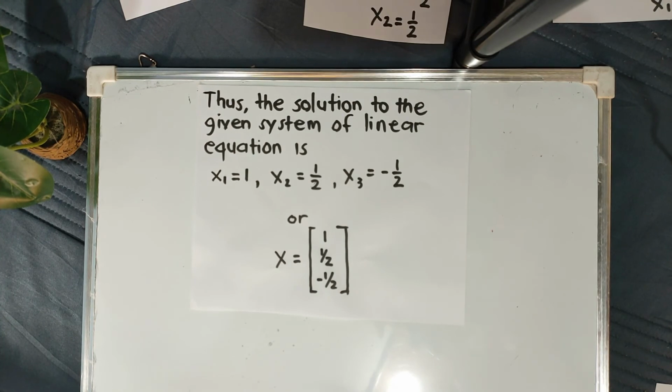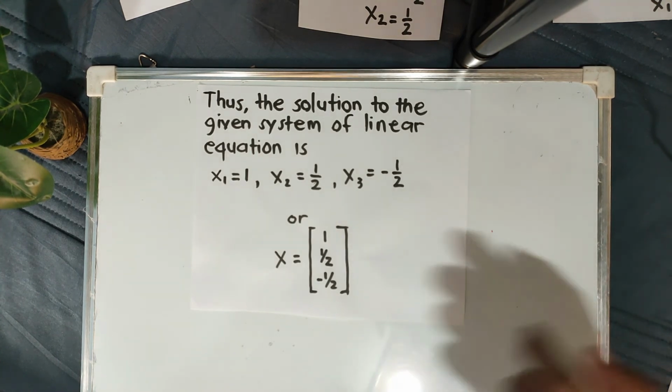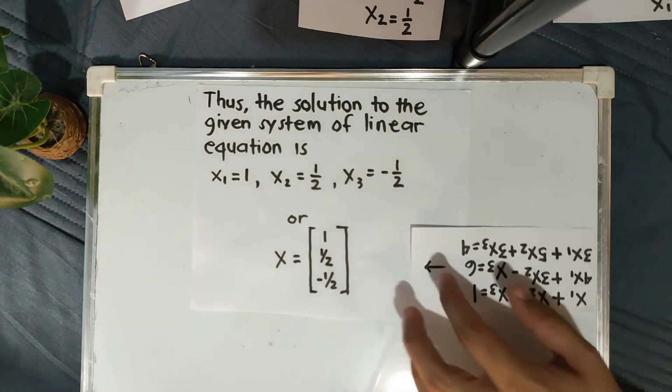Thus, the solution to the given system of linear equation is x sub 1 equals 1, x sub 2 equals 1 half, x sub 3 equals negative 1 half, or in matrix form, x equals 1, 1 half, and negative 1 half. Kung saan na ito pagkabalo nga tama ang atong solution, we will check. Okay, we will check using our original system of linear equation. Atong i-substitute kani nga mga values dito sa original system of linear equation, which is kani.